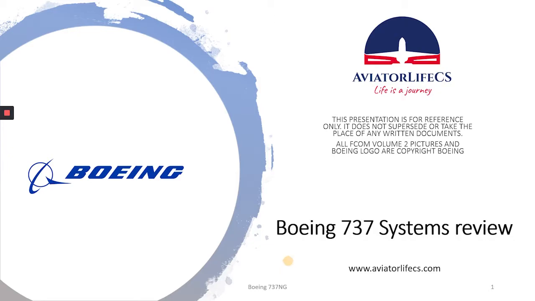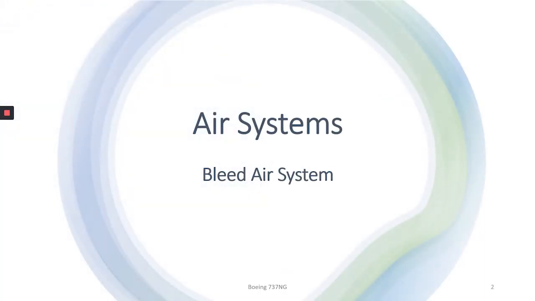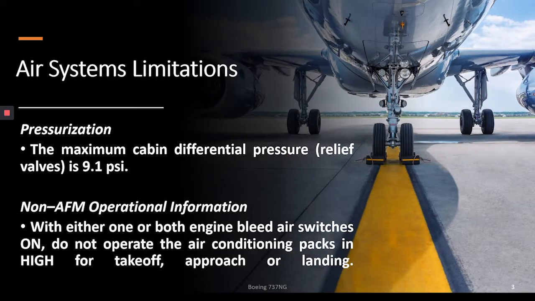Today we will be talking about the bleed air system, which is part of the air systems on the Boeing 737. And we'll start with some limitations for this system. When we talk about pressurization, the maximum cabin differential pressure relief valves is 9.1 psi. Non-AFM operational information: with either one or both engine bleed air switches on, do not operate the air conditioning packs in high for takeoff, approach, or landing.